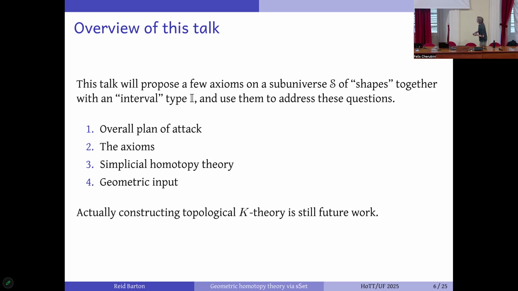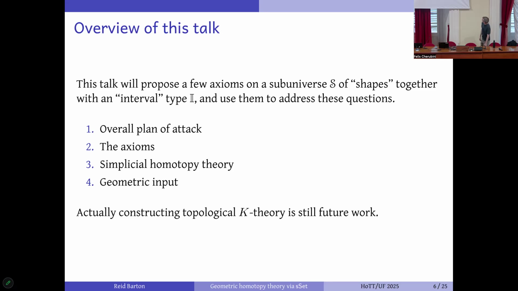So the overview of this talk is, I don't know how to do this in Book HoTT, like I've been saying, but what I do know how to do is add a relatively small number of axioms that are about two things. One is the subuniverse of shapes, this word that I keep using. And the other is that I need some kind of interval type, which is going to help me build things that I can take the shape of. And using these axioms, I'm going to try to address the questions on the previous two slides.